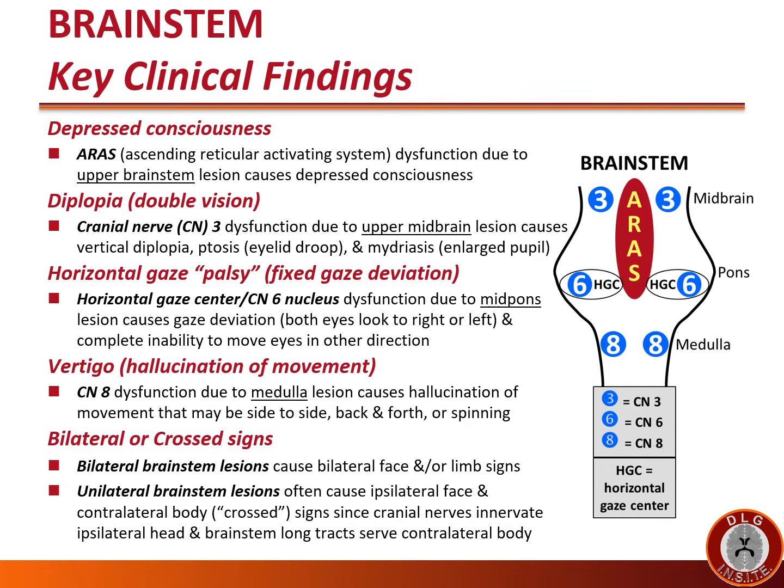Okay, why? Because remember, the brainstem is also the funnel for the wires going up and down, connecting between the cerebrum and the spinal cord. If you have a midline lesion that involves both sides, you'll get bilateral brainstem lesions, and that'll cause bilateral face and or limb signs. And we talked about this in the setting of pseudobulbar palsy. However, if you have a unilateral brainstem lesion, they cause ipsilateral face and contralateral body signs. We call that crossed, one side of face, other side of body, since cranial nerves innervate the ipsilateral head and the brainstem long tracts serve the contralateral body.